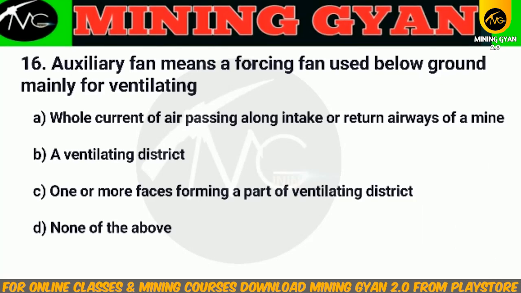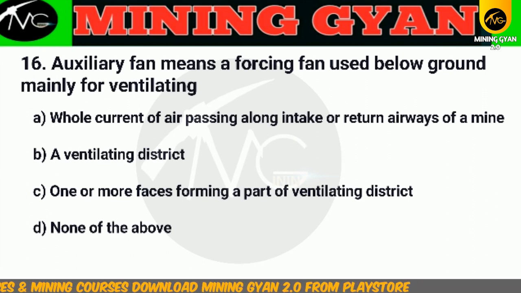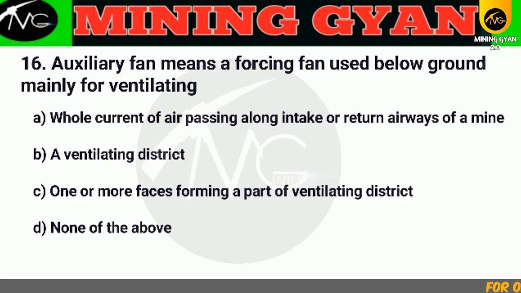Next question is, auxiliary fan means a forcing fan used below ground mainly for ventilating A. Whole current of air passing along intake or return airways of a mine, B. A ventilating district, C. One or more phases forming a part of ventilating district, D. None of the above. Right answer is C. One or more phases forming a part of ventilating district.